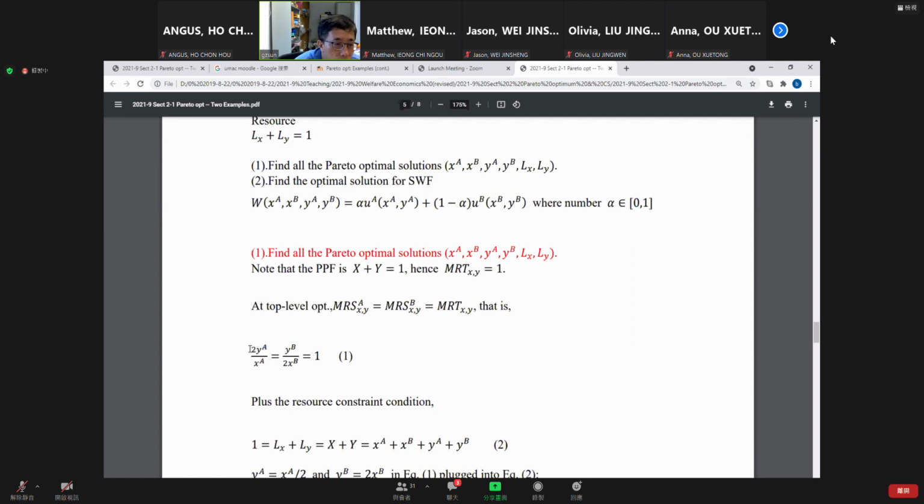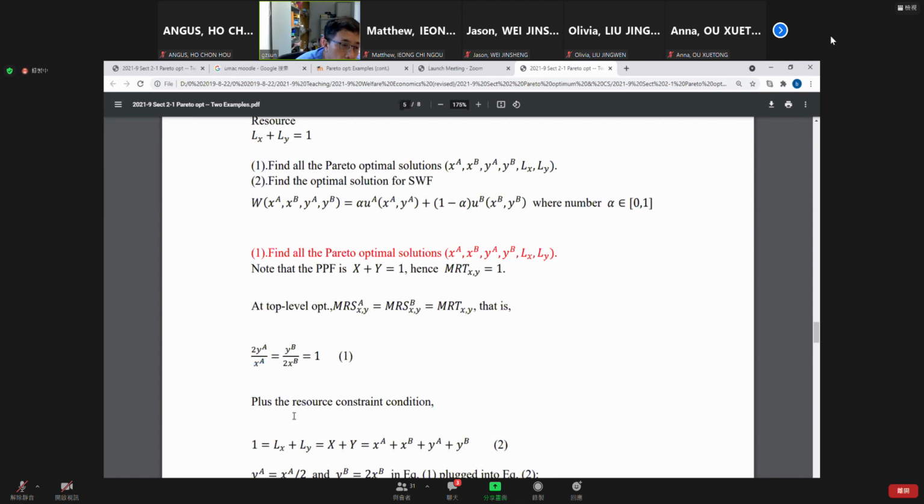So therefore, from this one, before we move forward, we have already got some feeling in economic terms. That is, at optimal, Alice should consume twice as much x as y. XA equals double YA. For Bob, YB equals double XB. So this is a very useful result.